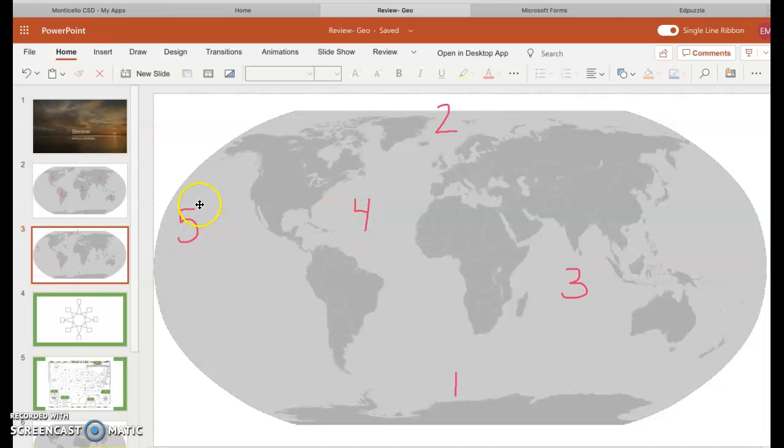Now, number 5 goes all the way on this side of the globe. Remember, our globe is round. And number 5 is on this side of the world as well. Number 5 is the largest ocean, and that is the Pacific Ocean. So those are our 5 oceans.